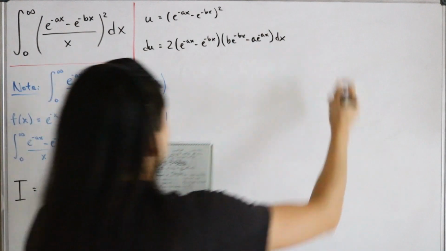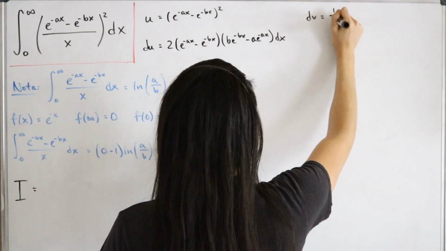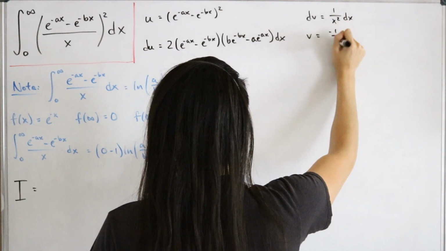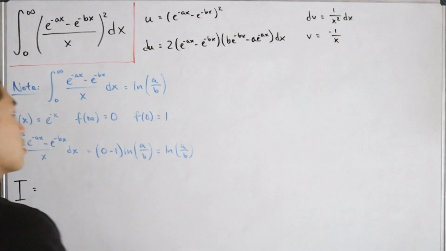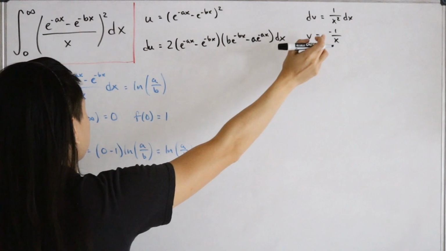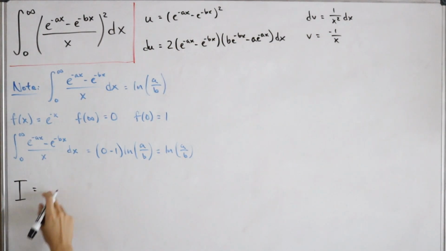Okay, and so with this, now we choose our dv. We're going to let that be 1 divided by x squared dx. So our v is going to be negative 1 divided by x. In standard integration by parts, we have the formula where we multiply u and v, then subtract the integral of v times du. So with that, let's put that back together over here.